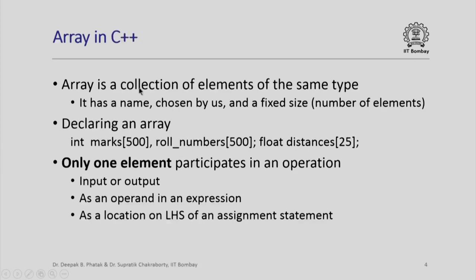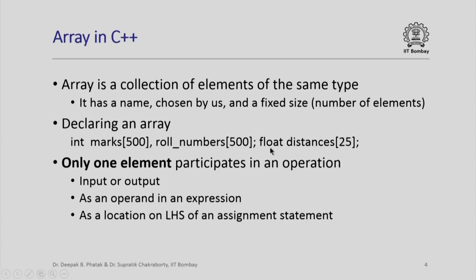So, an array in C++ is a collection of elements of the same type. It has a name which can be chosen by us, and it has a fixed size which represents the total number of elements that the array can hold. To declare an array, we use our standard declaration. int marks[500] means marks is no more a simple variable, but it is an array of size 500. roll_numbers[500] denotes another array called roll numbers, which has 500 elements. float distances[25] declares a third array, distances, with 25 elements, but each of these 25 elements will hold a value of type float.